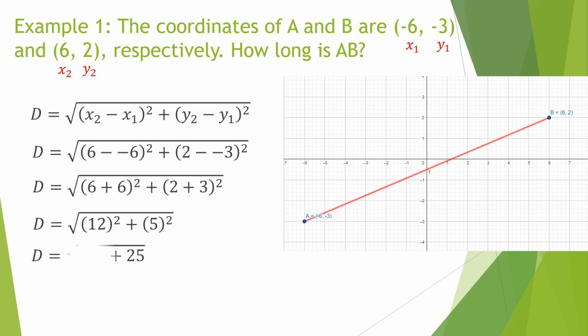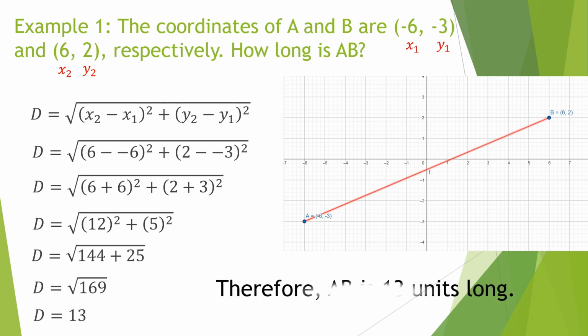So what is 12 squared? That is 144, plus 5 squared is 25. So 144 plus 25 is 169, and the square root of 169 is 13. Therefore, AB is 13 units long. That is now the distance from A to B: 13 units.